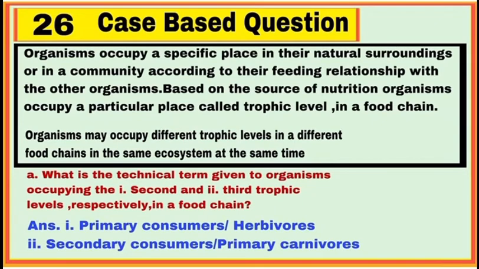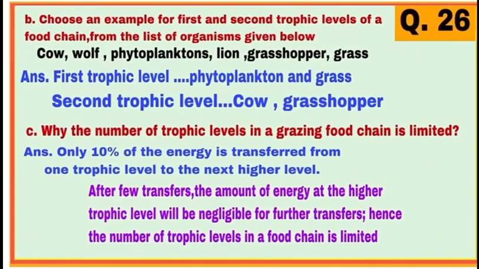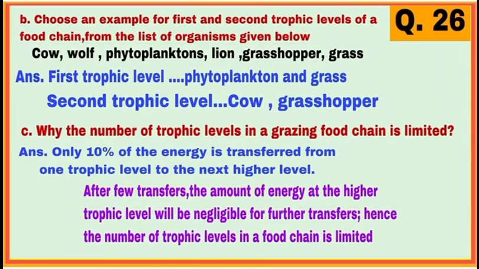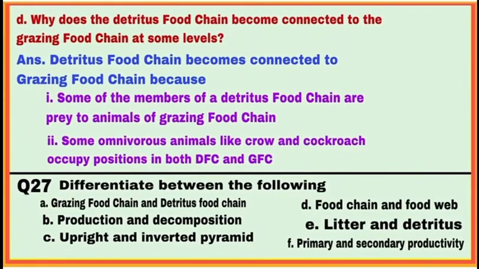Question 26. Here information is given about the trophic levels and technical terms given to organisms belonging to different trophic levels. Based on it, do part A of the question, part B and C of the question and part D of the question.